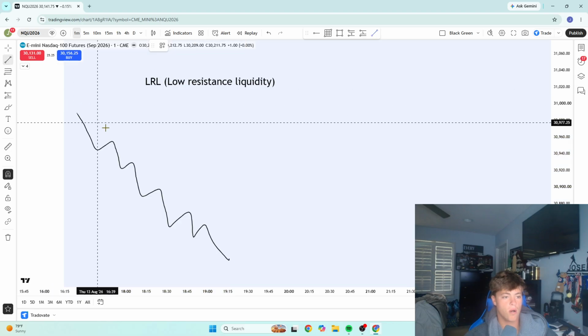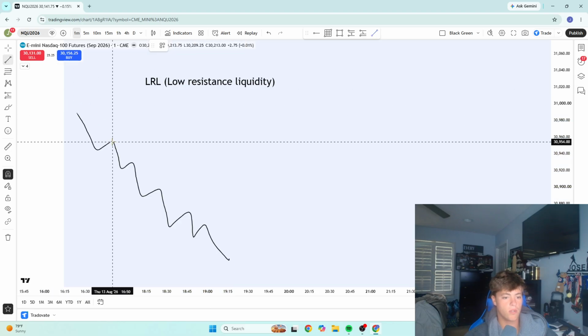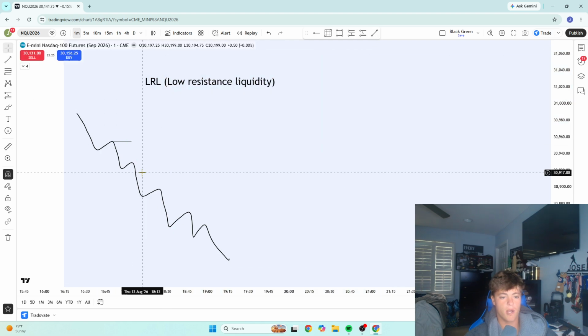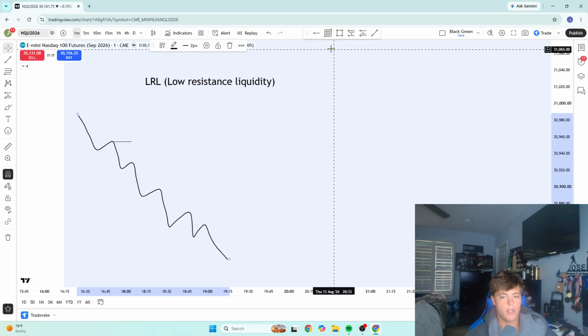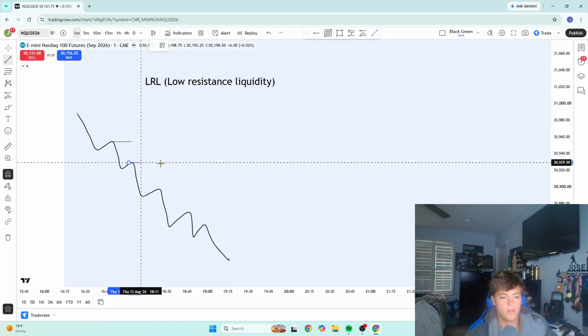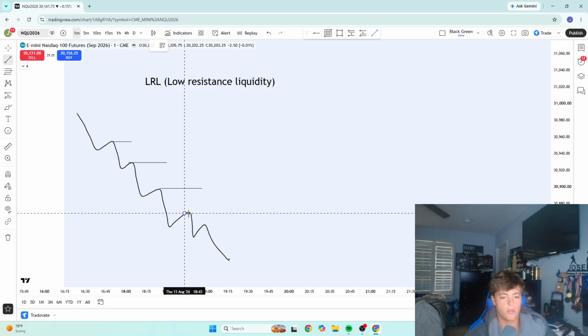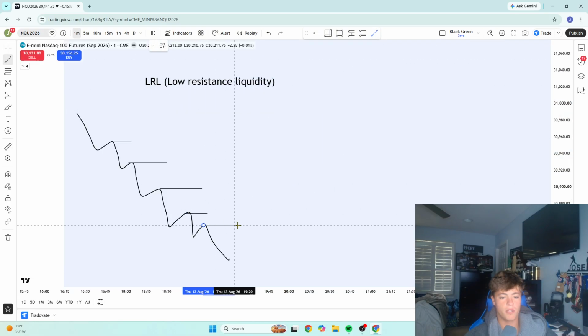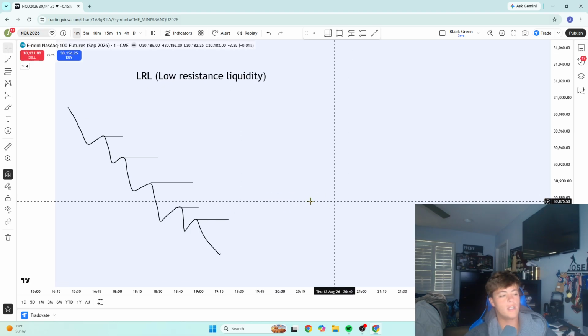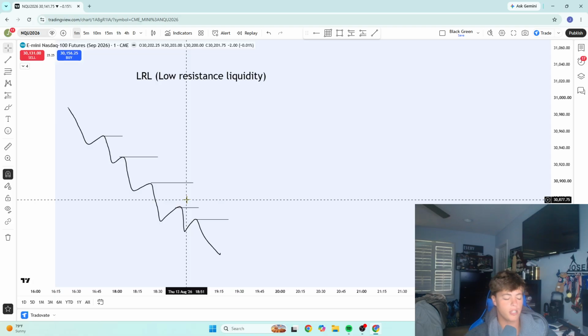Why? Well, look, what is this? We have the swing high, right? Followed by another swing high. Followed by another swing high. This would be another swing high. And then you'd have this be another swing high. Now, do you see how none of these swing highs are getting broken through?